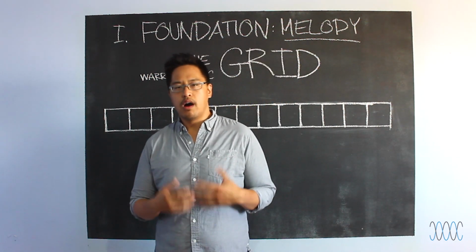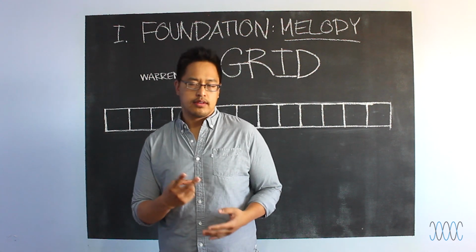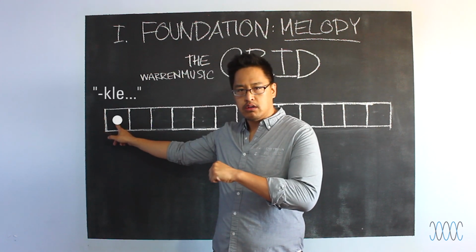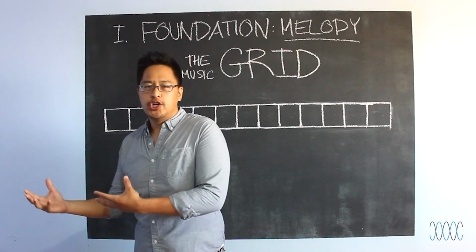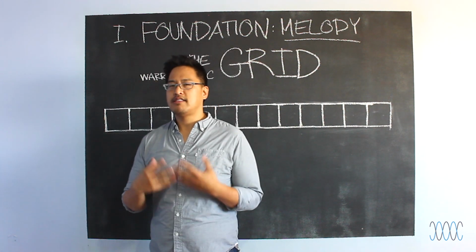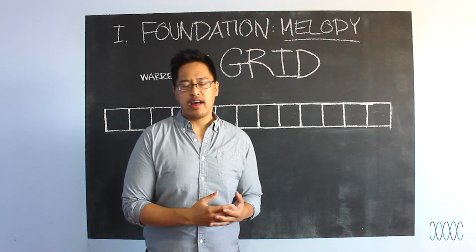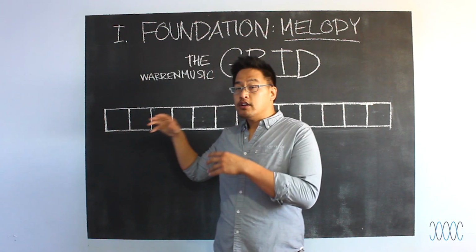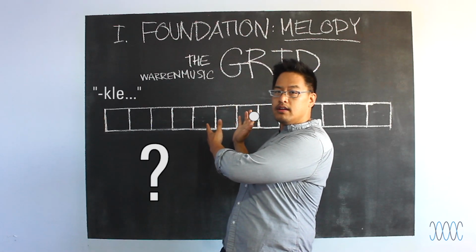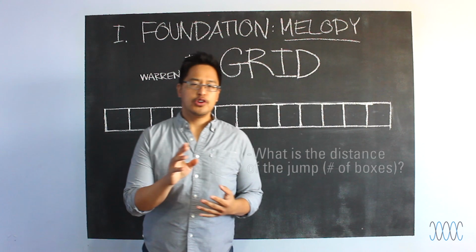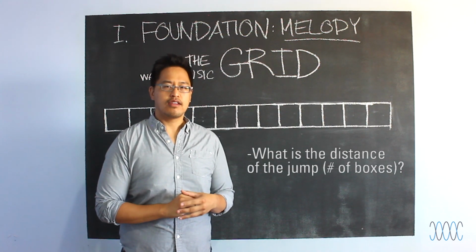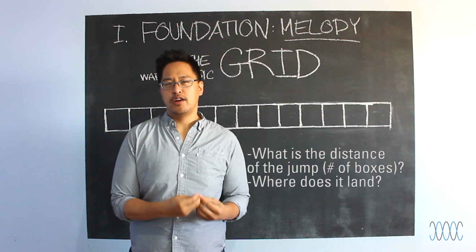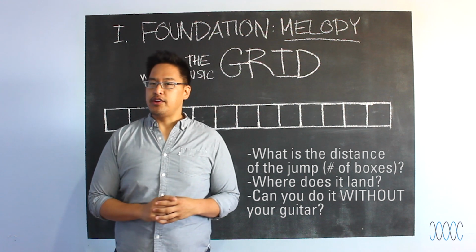And let's say, because we are already familiar with the first two notes of the melody, that we know they stay the same, twinkle. But at this point in the melody, it jumps up. We know this because the sound of the melody is higher now that we've reached the third note of the song. Twinkle, twinkle. How far does it jump? Could you tell me exactly how many boxes are in between those two notes? In which box does the third note of the melody land? Can you do it without your instrument?